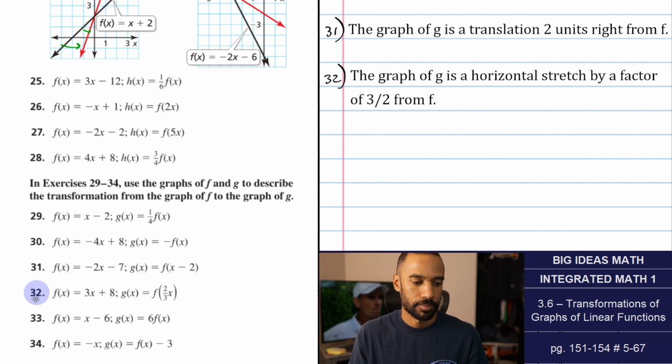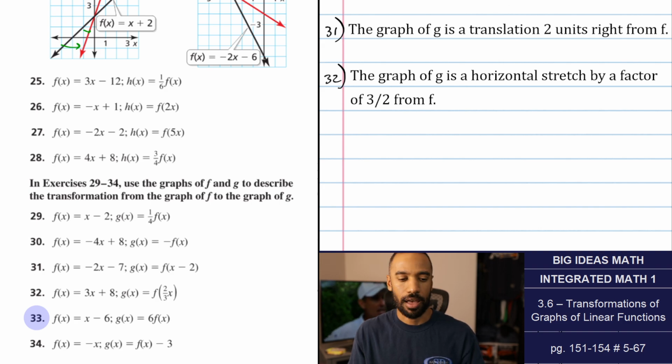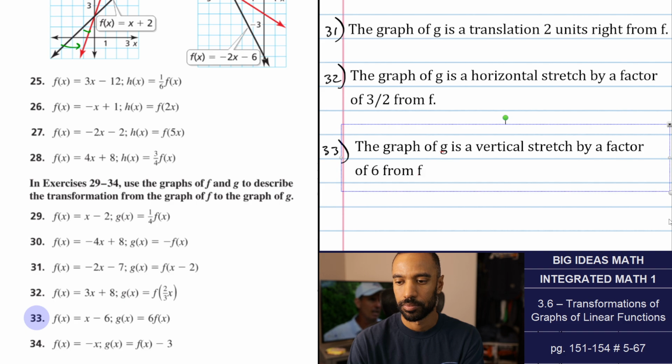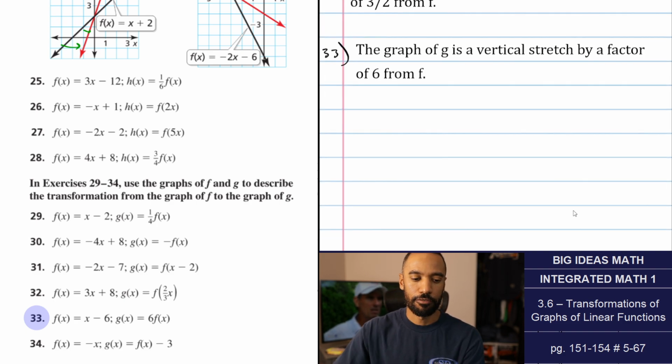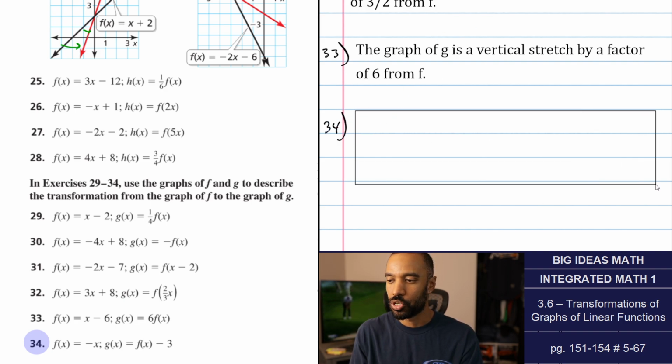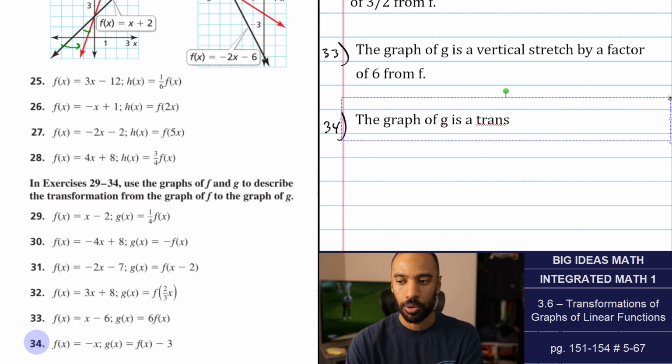Number 33, we have 6 times f of x. We're going back to the vertical stretch or shrink. This time it's a vertical stretch by a factor of 6. And lastly, number 34, again, I don't really care what the function is unless we're graphing it. Number 34, we say the graph of g is a translation. Now, outside the function, you do what it does. If it's -3, the y's are 3 smaller than they would be before. 3 units down from f.